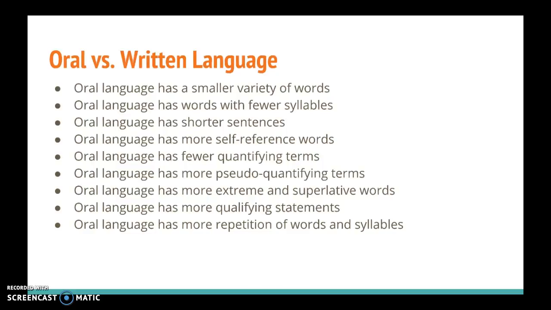Oral language also has more repetition of words and syllables, right? Because again, kind of going back to this idea of oral language being so fleeting, our audience isn't always going to catch things the first time round. Oftentimes, we have to repeat ourselves in order to be understood, because our audience can't go back and figure out what we said earlier, because they don't have our speech in front of them. They don't have a written version of the speech.